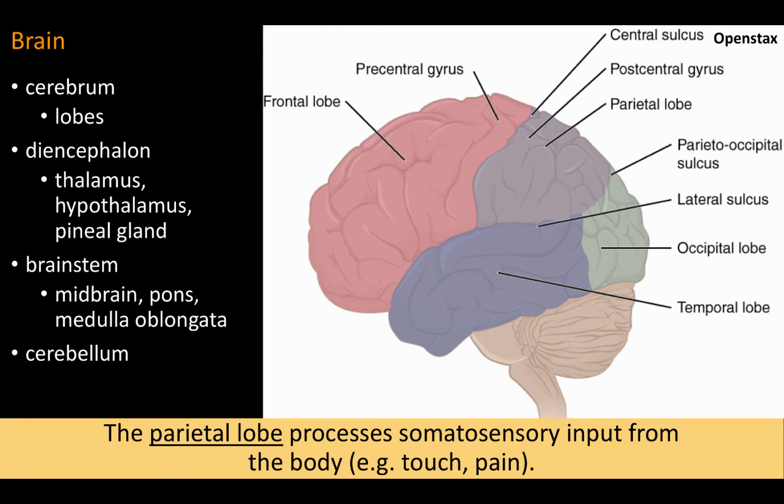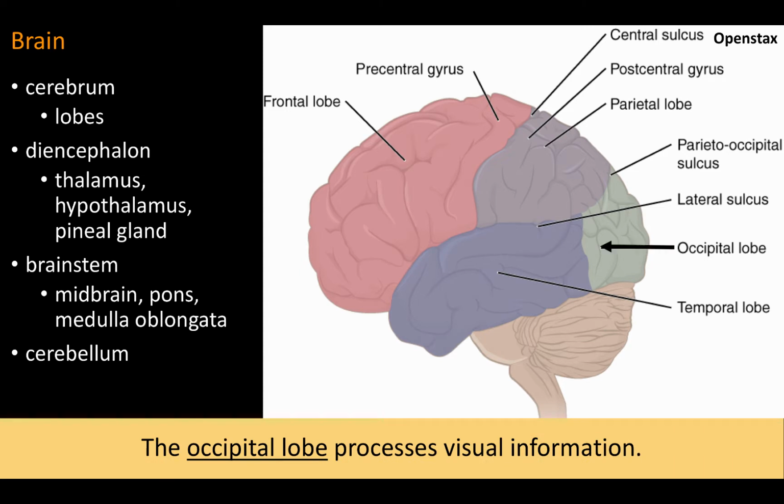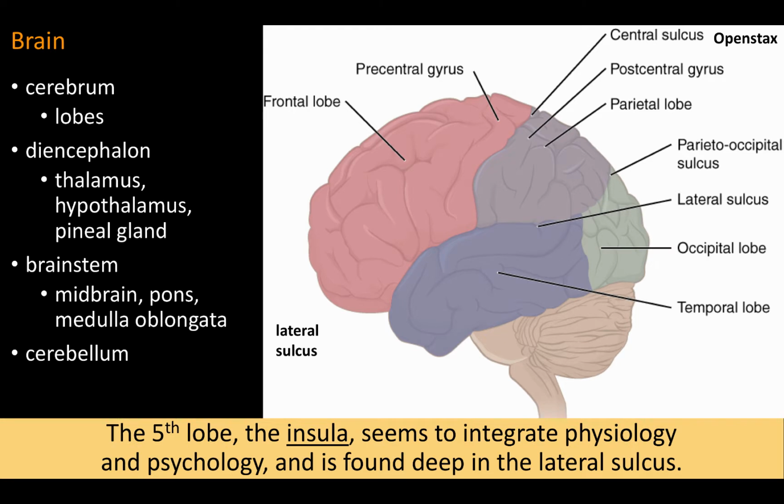The parietal lobe processes somatosensory input from the body, for example, touch and pain. The temporal lobe processes information related to hearing and smell. The occipital lobe processes visual information. The fifth lobe, the insula, seems to integrate physiology and psychology and is found deep in the lateral sulcus.